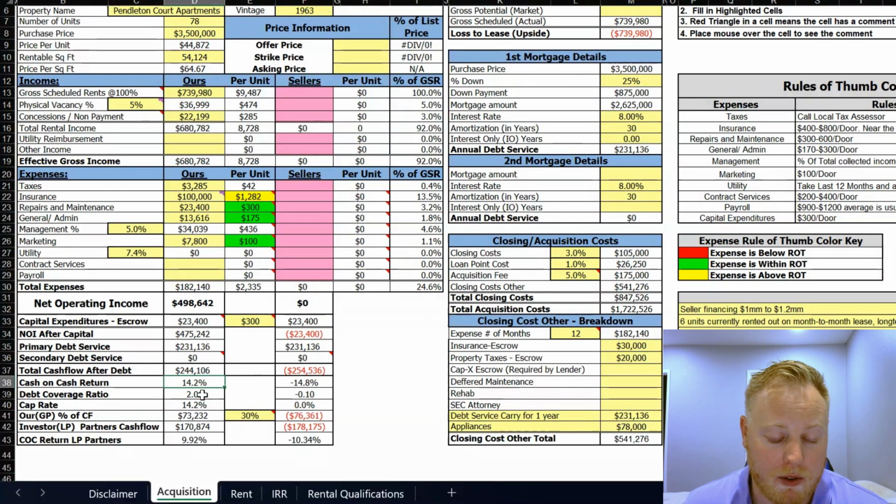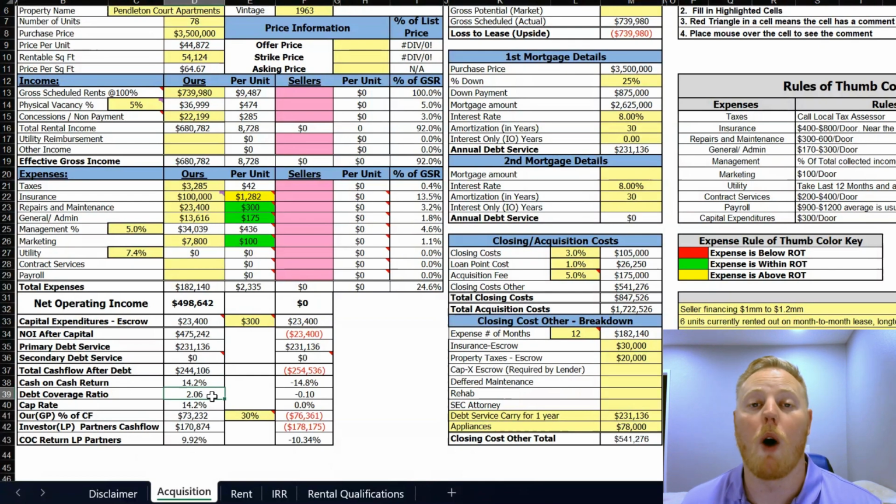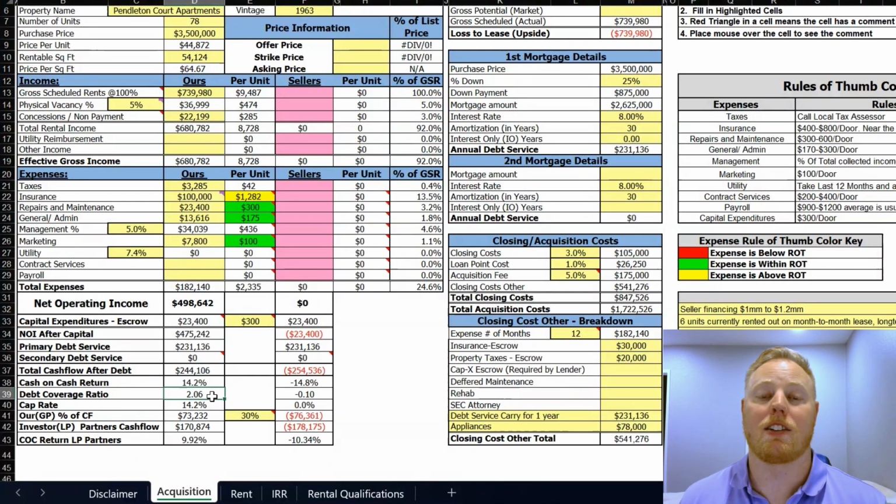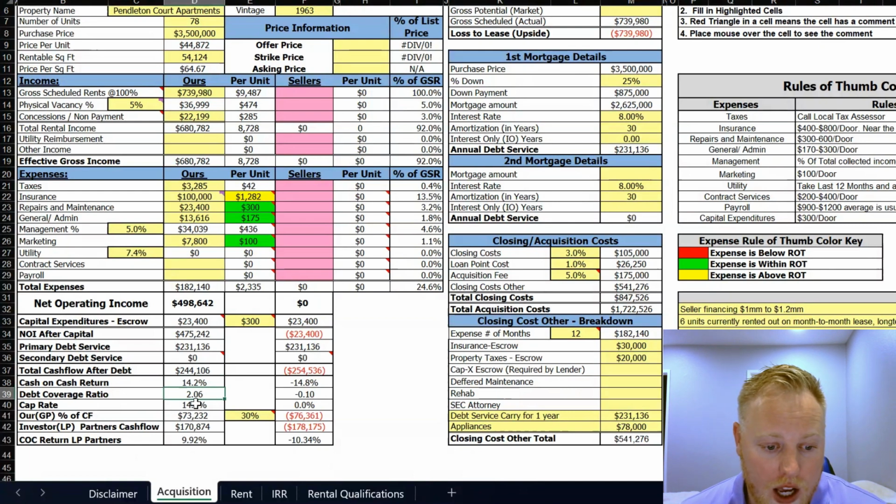A debt service coverage ratio of 2.06. We're looking for something over 1.6. Banks in the current lending environment are looking for a 1.2 to 1.3, and when we're analyzing deals, we're much more conservative to make sure the deal goes through. So we want at least a 1.6. So that's a great deal. The cap rate is just net operating income over the purchase price of 14%, which is good.